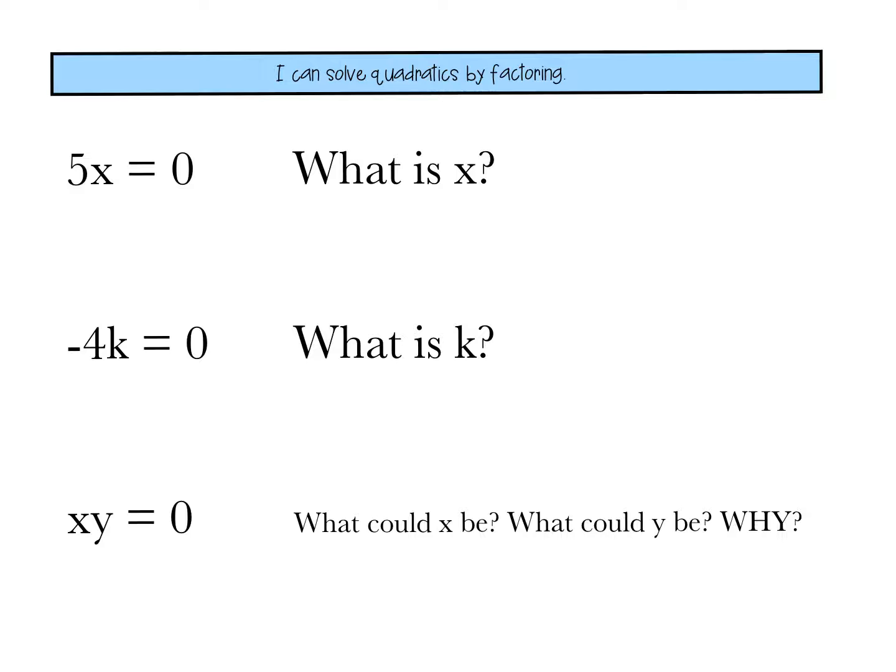Alright, so I want you to take a minute, pause the video, and solve these equations for the variable that is asked for. So obviously in the first one, x is going to be 0 because 5 times 0 is 0. K is going to be 0 because 4 times 0 is 0.